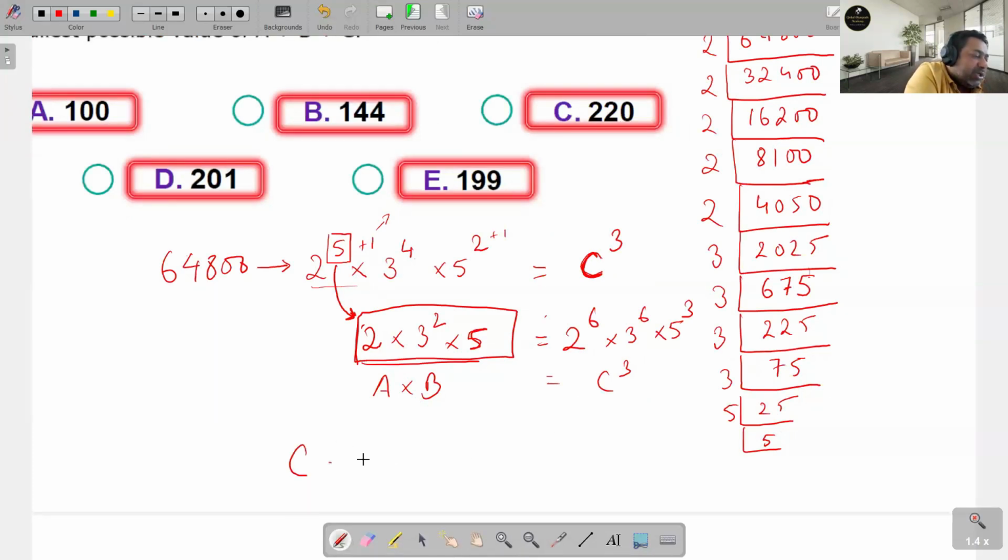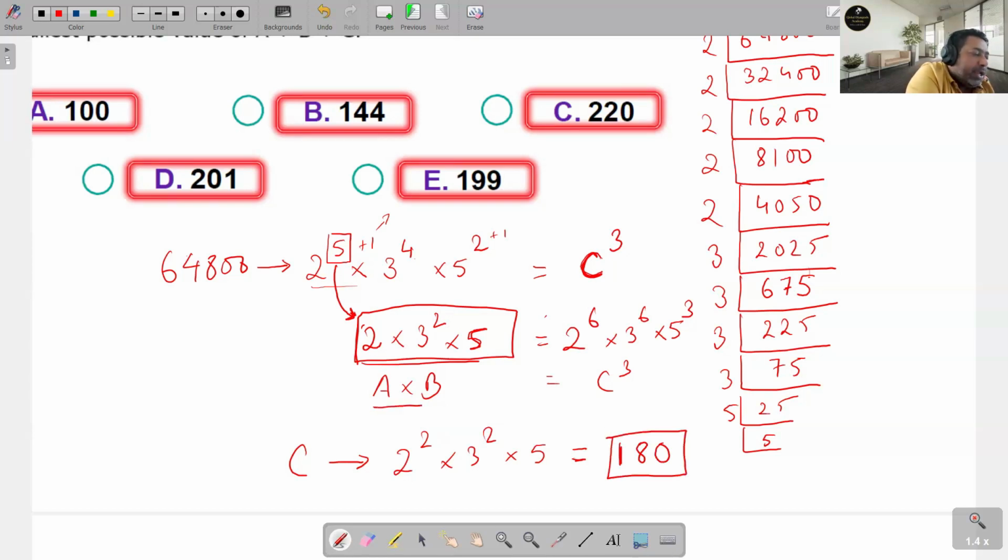Therefore, the value of C is going to be, if we take one third of these powers, 2 square into 3 square into 5. And this number is going to be 4 times 9, 36, times 5, which is 180.